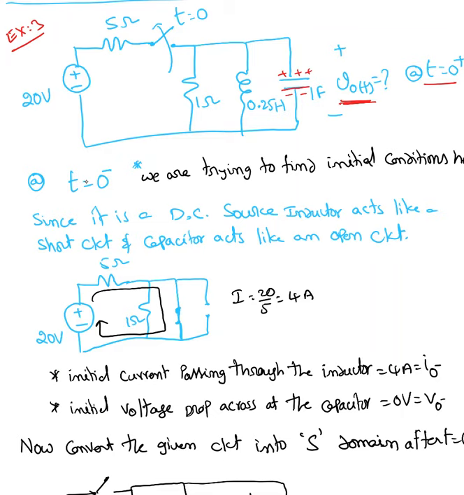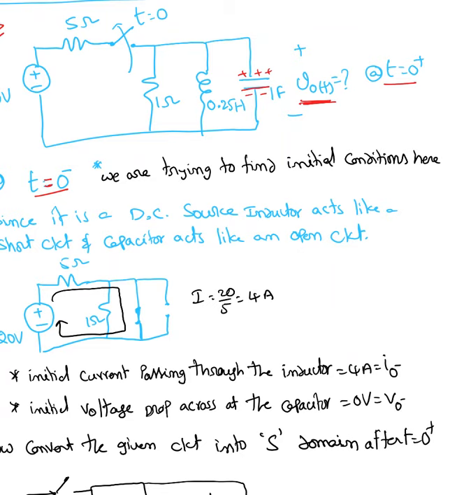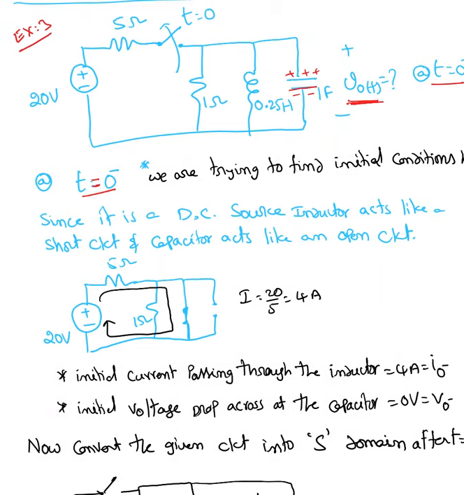What is going on at t equal to 0 minus? Before opening the switch, what is going on? Those are called initial conditions, so we're trying to find the initial conditions here. Since it's a DC source, a 20 volts DC source, the inductor acts like a short circuit and the capacitor acts like an open circuit.